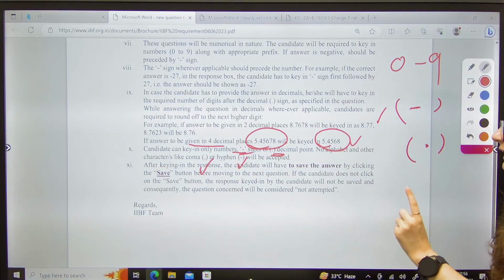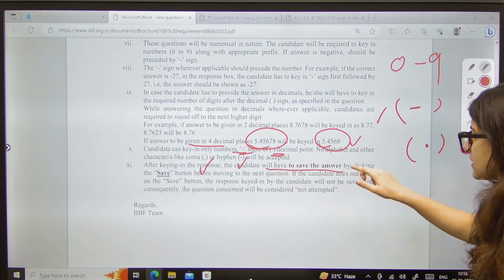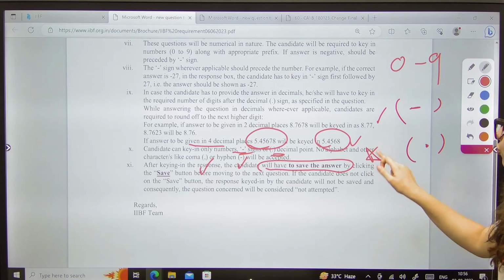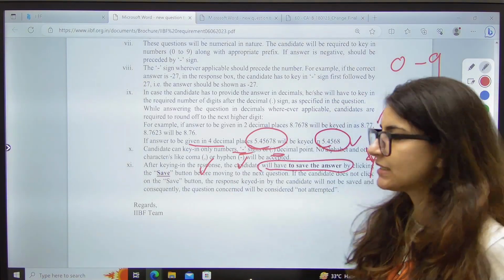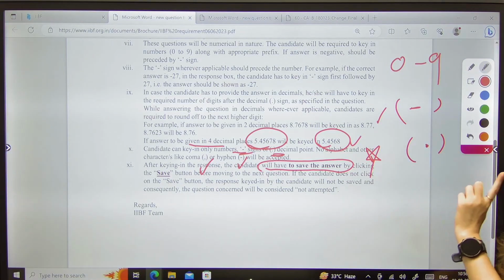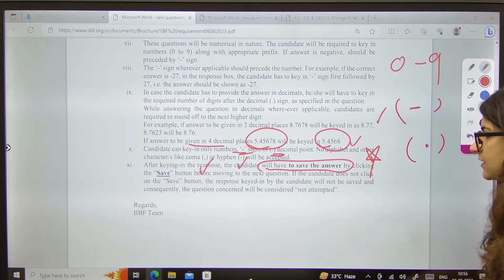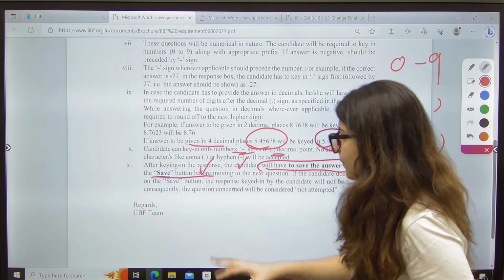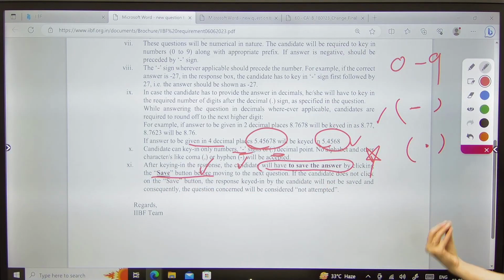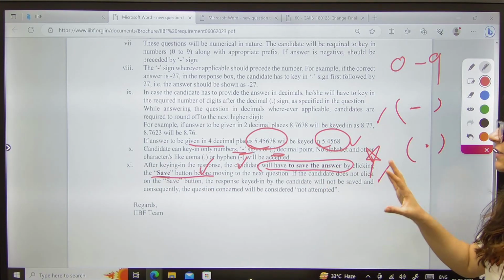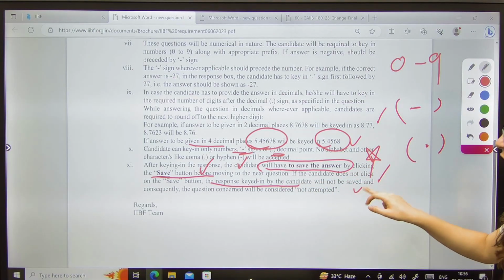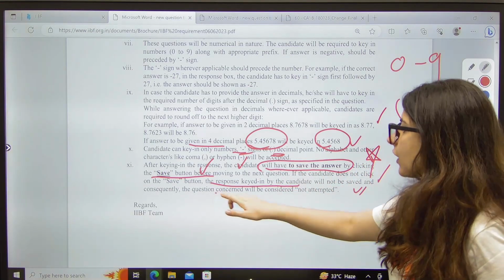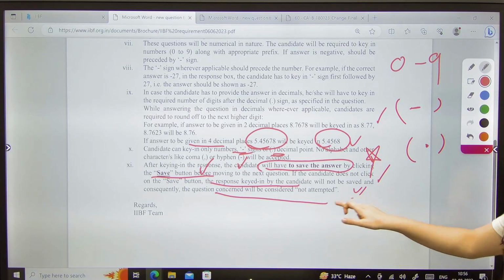Now, after keying in the response, the candidate will have to save the answer. This is very important. If you do not save the answer, it will not move on to the next question and your answer will not be submitted. So after keying in the response, the candidate will have to save the answer by clicking the save button before moving to the next question. If the candidate does not click on the save button, the response keyed in by the candidate will not be saved and consequently the question concerned will be considered as not attempted.